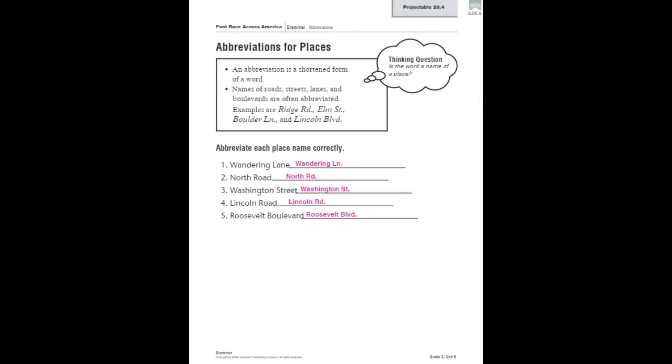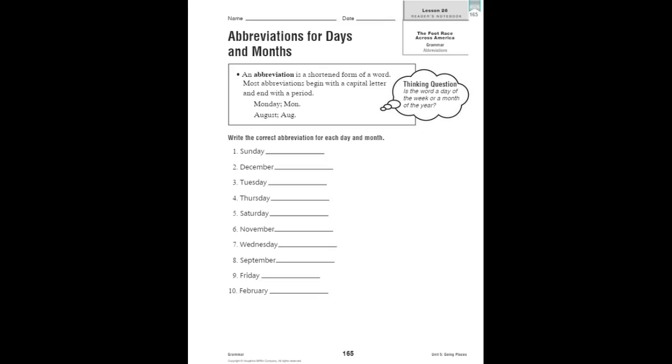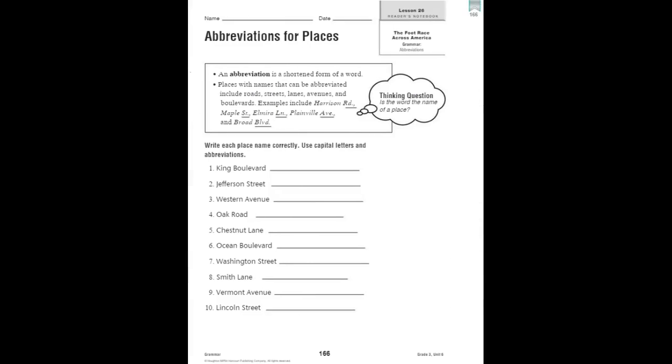Okay, so now we're going to go to your reader's notebook and get some practice. In your reader's notebook, you will find on page 165 and 166, these are essentially the exact same thing you just did and worked through with me on the projectable, except for this time you get to write it in your book. Okay, so on page 165, you're abbreviating days and months. Examples and your thinking question are here for you. And then on page 166, you are doing abbreviation for places. Examples and thinking question is right here for you to do all of these abbreviations on each page.